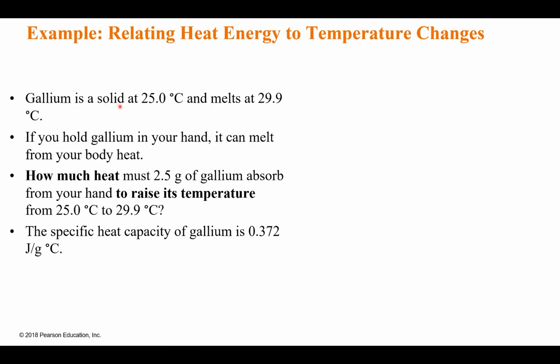Gallium is a solid at 25 degrees Celsius and melts at 29.9 degrees Celsius. Okay? If you hold gallium in your hand, it can melt from your body heat. How much heat must 2.5 grams of gallium absorb from your hand to raise its temperature from 25 to 29.9, and the specific heat capacity of gallium is 0.372 joule per gram per degree Celsius?